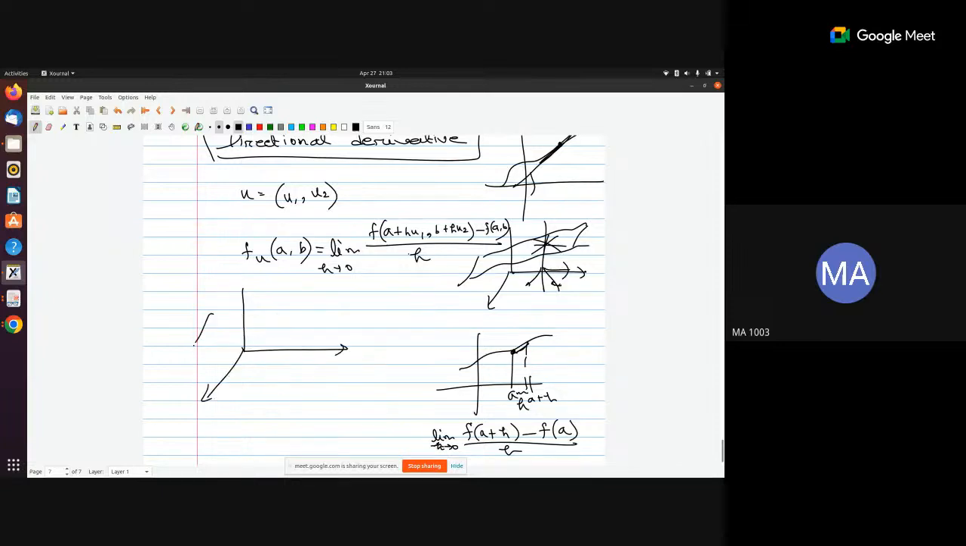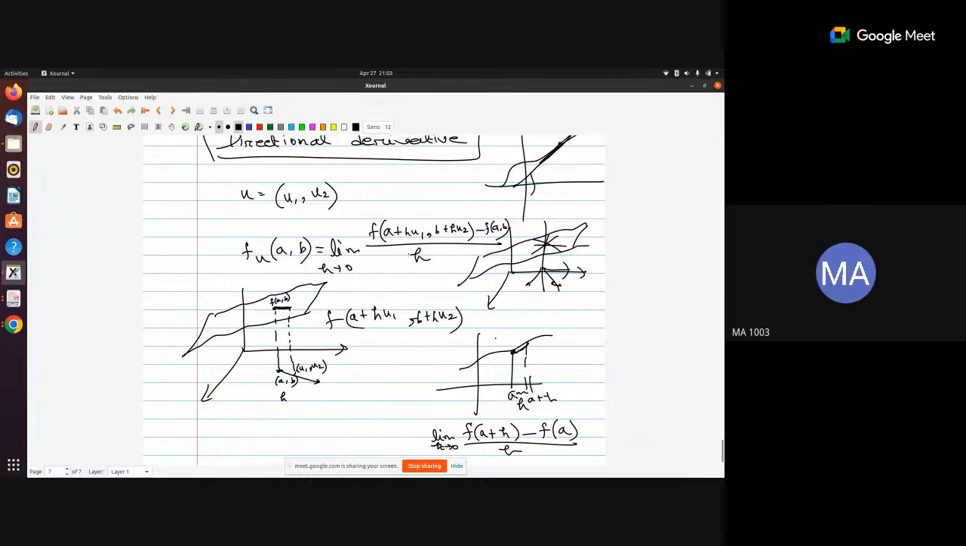So let's see how it will look. This is your (a, b). This u is a unit vector, right? You have to always use the unit vector along some direction. Suppose I am taking this unit vector in this direction. So we take e1, e2 there. We are getting some inclination along this line, right? So how is this happening? This is (a plus h u1, b plus h u2).